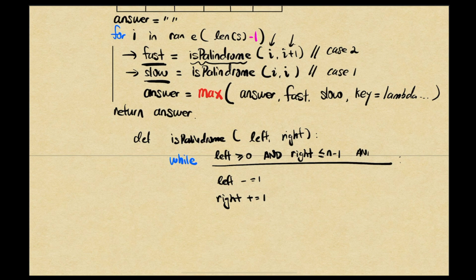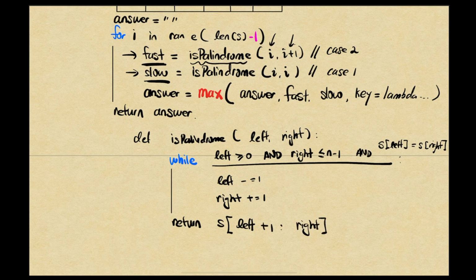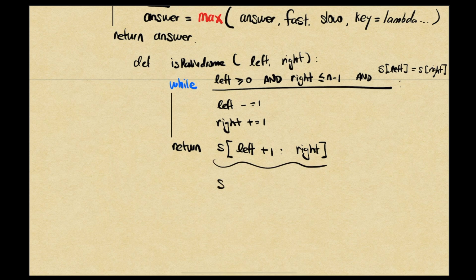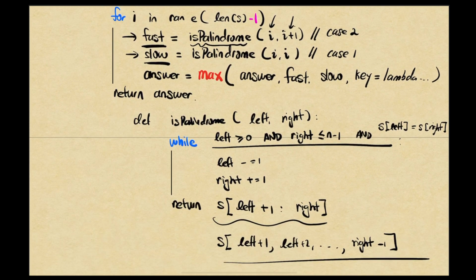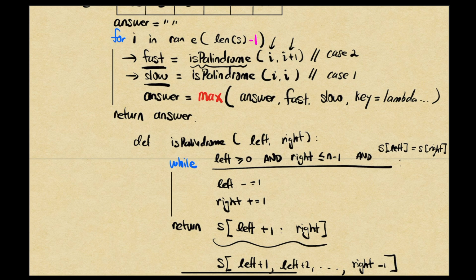And what else should we have? Well, S of left must be equal to S of right. Okay, that's it. When we exit the while loop, what should we return? What do you think? We should return S of left plus 1 to right, so this means we will be getting left plus 1, left plus 2, all the way to right minus 1. Okay, so that's our function for that nested is palindrome function.